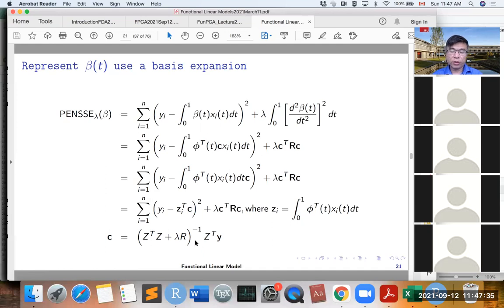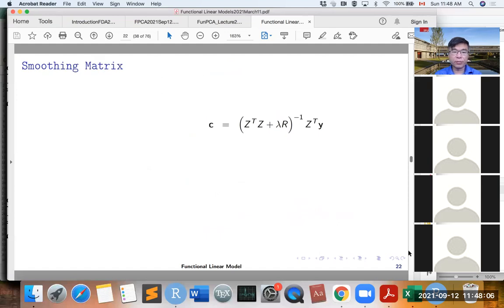And so here you can see that this R is a J by J matrix. And so if this R is an identity matrix, then this will become just the ridge regression, right? So you can see that this roughness penalty actually is very close to the ridge regression. Okay, so this is the estimated basis coefficients.